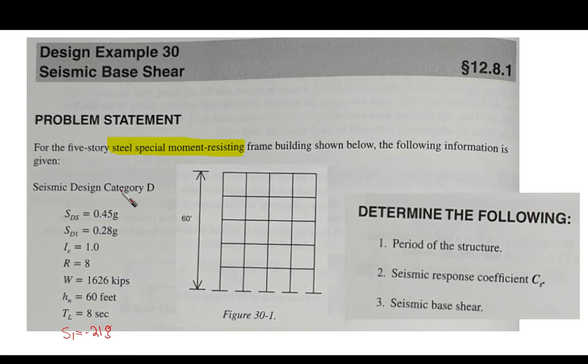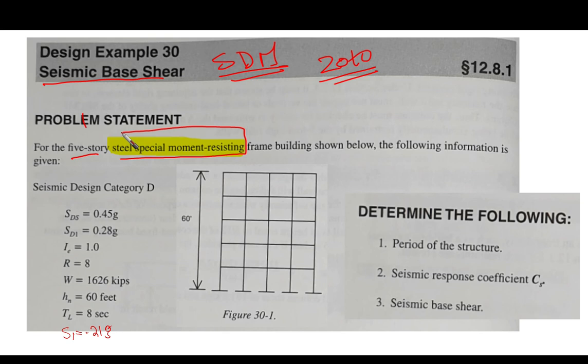Okay, now let's have a design example. Seismic base shear. This is from the seismic design manual, as I said, 2010, IBC 2015 and ASCE 2010. The problem statement is for a 5-story steel special moment resisting frame building shown below. As you can see, it is regular and its height is 60 foot. The following information is given.